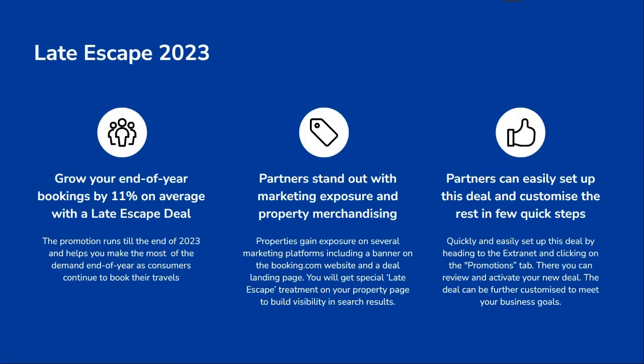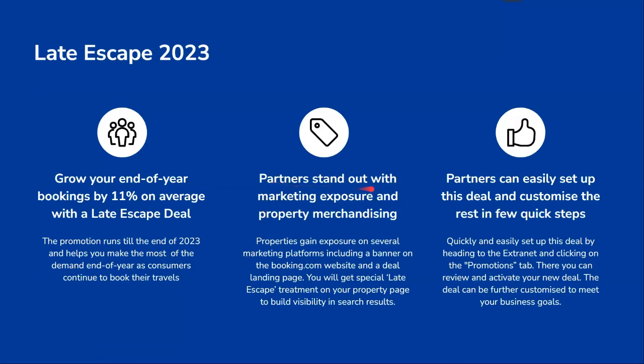The next one is the late escape deal. You must have noticed on the promotion tab that there's a late escape deal which will be starting on 1st October, going on till about 3rd of January. So basically, this will be useful for the last quarter of this year to grow your year-end bookings, 11% of which usually come on late escape deals. The promotion runs till end of 2023 and helps you make the most of the demand at the end of the year as consumers continue to book travel.